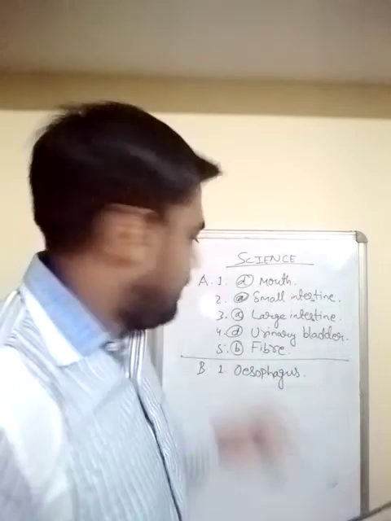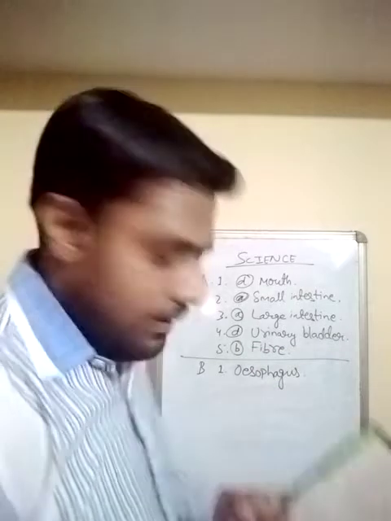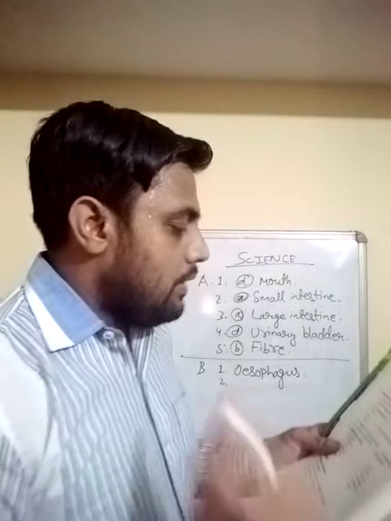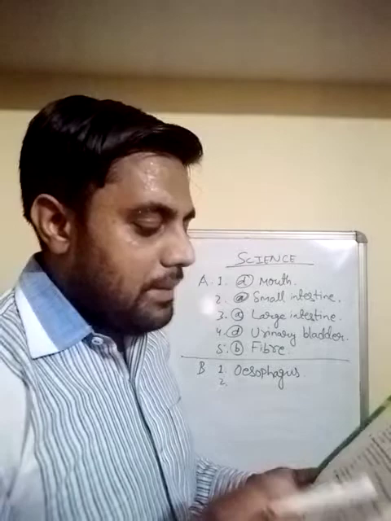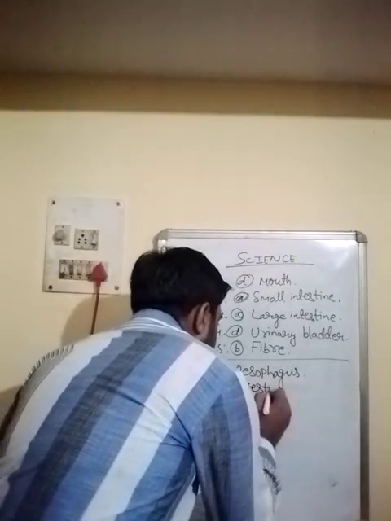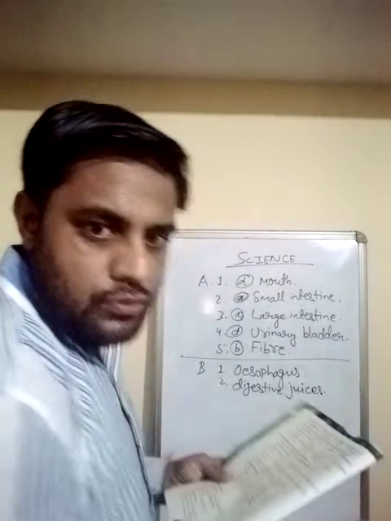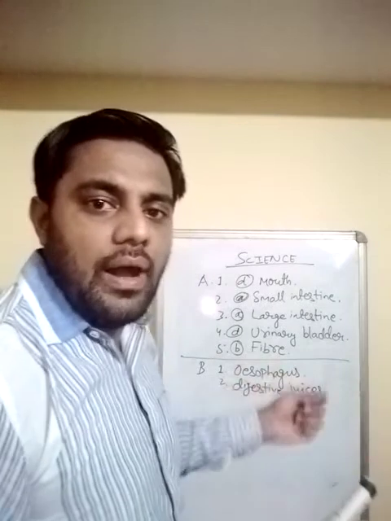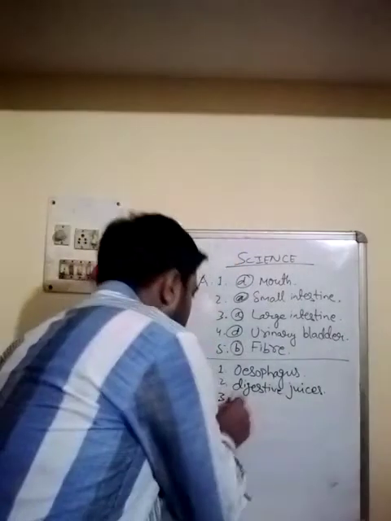O-E-S-O-P-H-A-G-U-S. Esophagus. Once again I am telling you, O-E-S-O-P-H-A-G-U-S. Esophagus. Then you have option 2. Question 2. The liver secretes saliva or digestive juices, your 2 options, that help in digestion of food. Your correct answer is digestive juices. D-I-G-E-S-T-I-V-E. Digestive. J-U-I-C-E-S. Juices. Digestive juices. Then comes number 3.